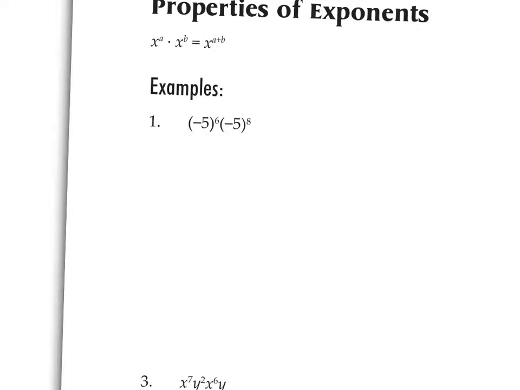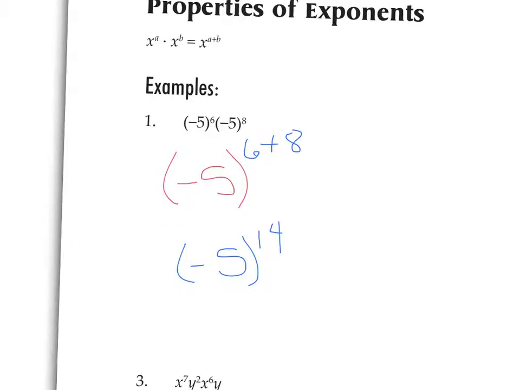So here at number 1, the base is negative 5. So we'll keep the negative 5, and we use the parentheses to hold that negative in. The exponents are 6 and 8, so the new exponent would be 6 plus 8, which gives us an exponent of 14. So negative 5 to the 14th power.